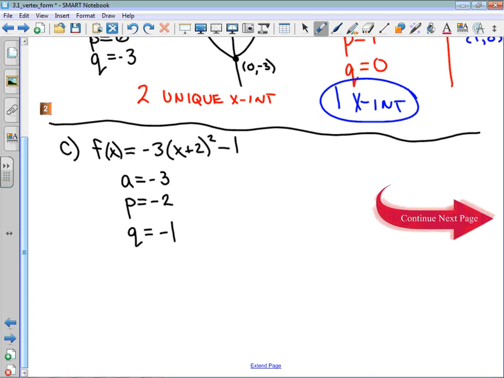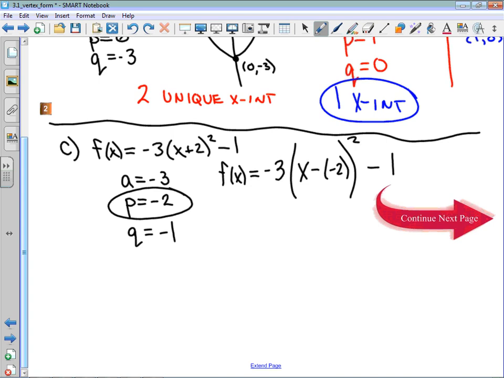Now, students struggle with this one, typically for a month, and then it really clicks and it becomes kind of second nature. The reason P is -2 is because I could write, or should write, that f of x is -3 times (x minus -2) inside the bracket being squared, minus 1. And it's really important to recognize that because of the way vertex form is written, as a times (x minus p) squared plus q, even if it looks like we're adding a number to x, it's because we're subtracting a negative.